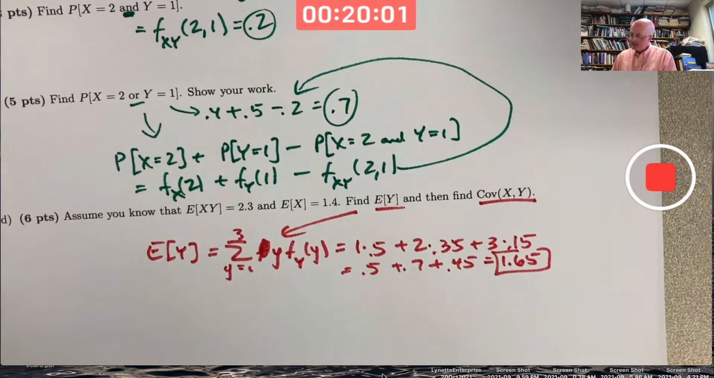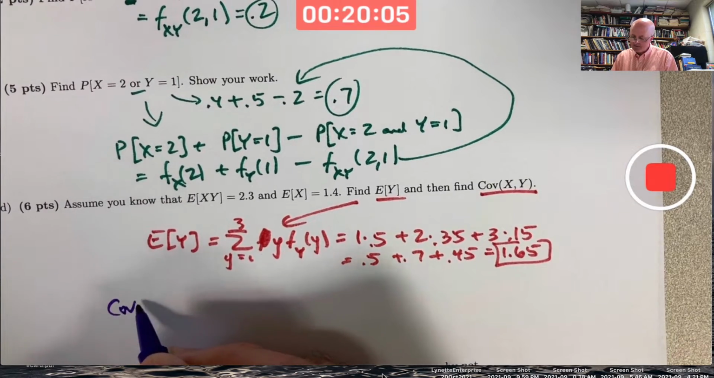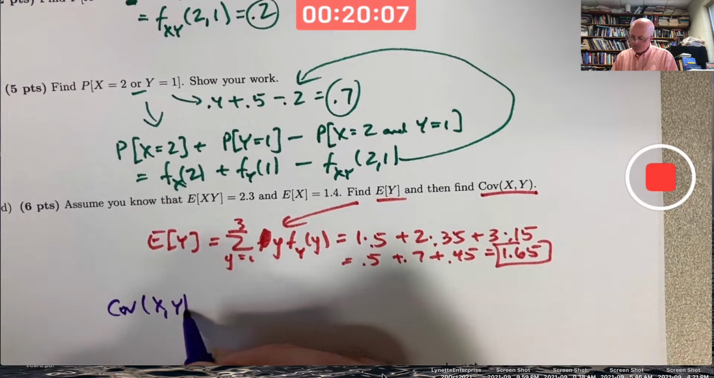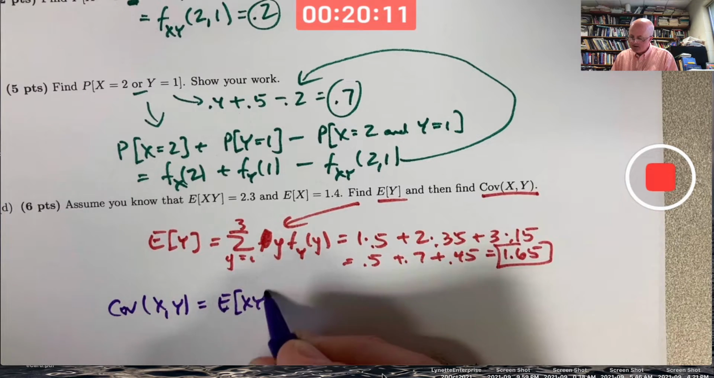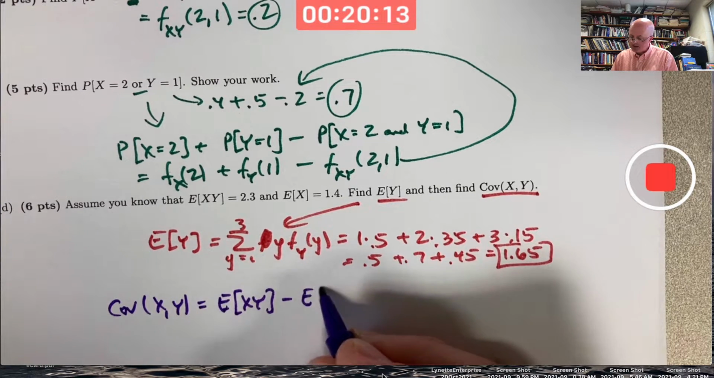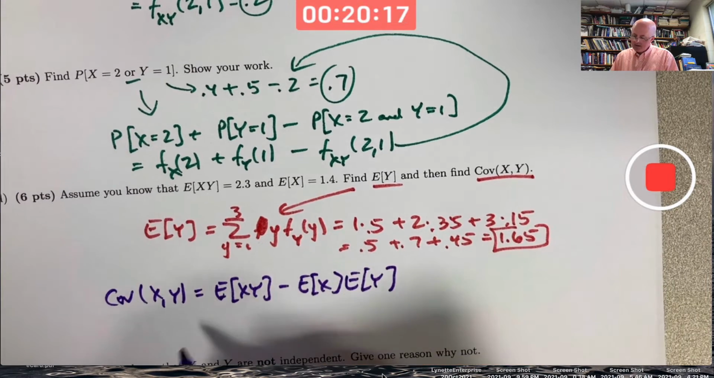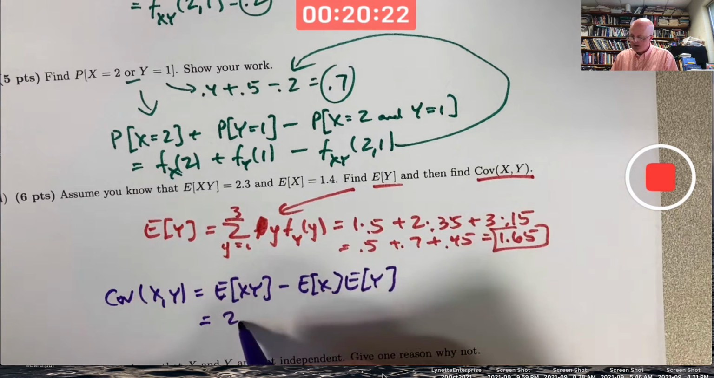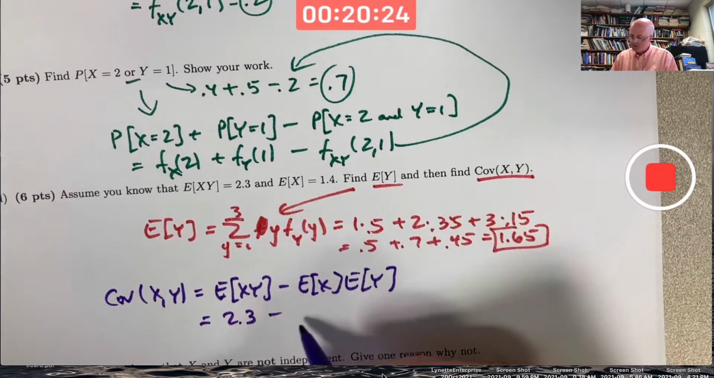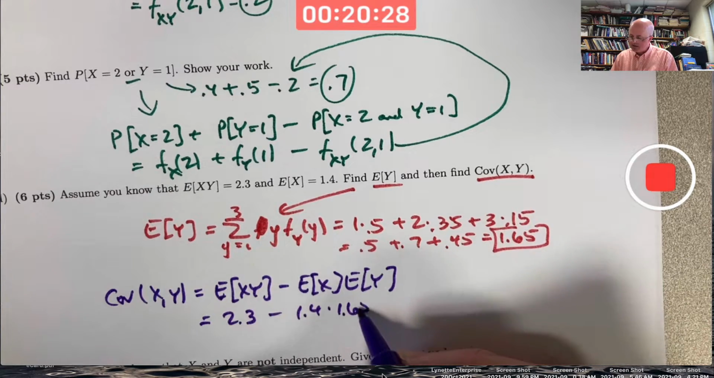What's the covariance? Use the shortcut formula for the covariance, not its definition. The shortcut formula says it's the expected value of x times y minus the product of the expected value of x and the expected value of y. I'm given the expected value of x times y is 2.3. Expected value of x is 1.4, and the expected value of y we've just figured out is 1.65.